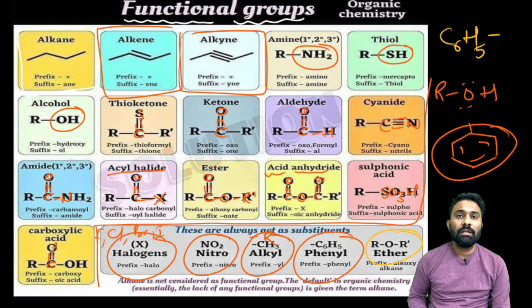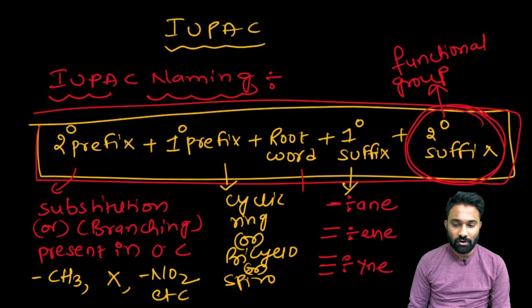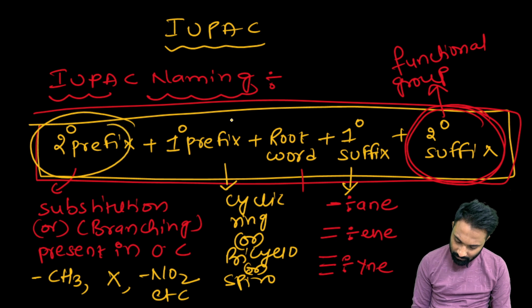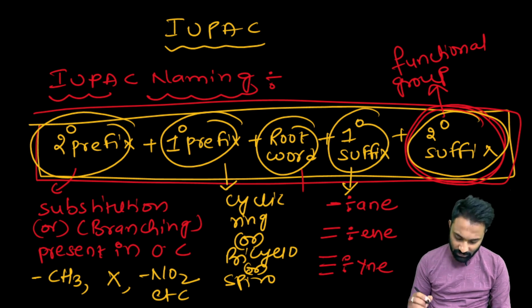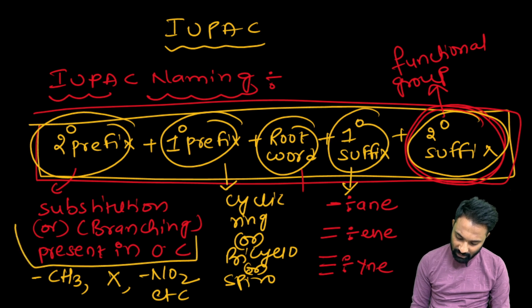Sir, what is the meaning of substituents? Now I will explain. Now you see, this is the IUPAC formula, right? Already I explained very clearly. What is the IUPAC formula? 2 degree prefix, 1 degree prefix, root word, 1 degree suffix and 2 degree suffix. What will the 2 degree prefix say? 2 degree prefix will say about the substituent or branching present in the organic compound.